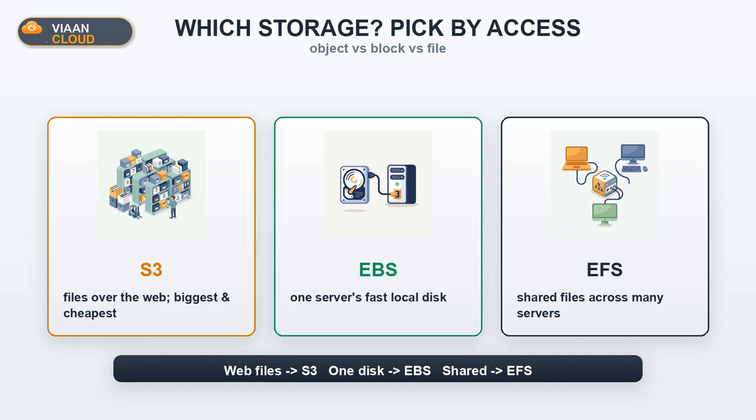So, decision time, here's the cheat sheet you'll actually use. Reach for S3, object storage, for almost everything, anything served over the web, backups, logs, and anything large because it's the cheapest and the most durable. Reach for EBS, block storage, when a single server needs a fast local disk to boot and run a database. And reach for EFS, file storage, only when many servers must share the exact same files at once. 90% of the time the answer is S3, the other two are for specific jobs. Object, block, or file, it always comes back to how the data is accessed.